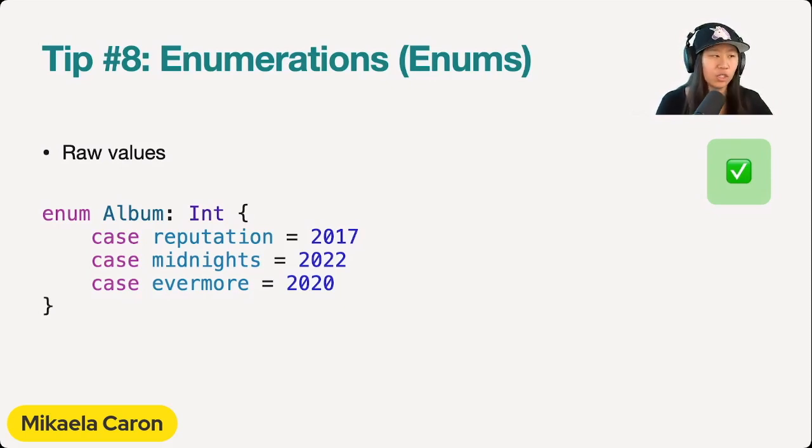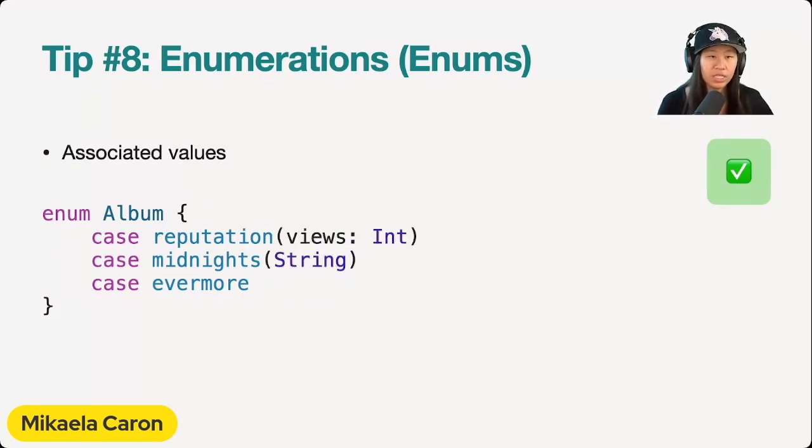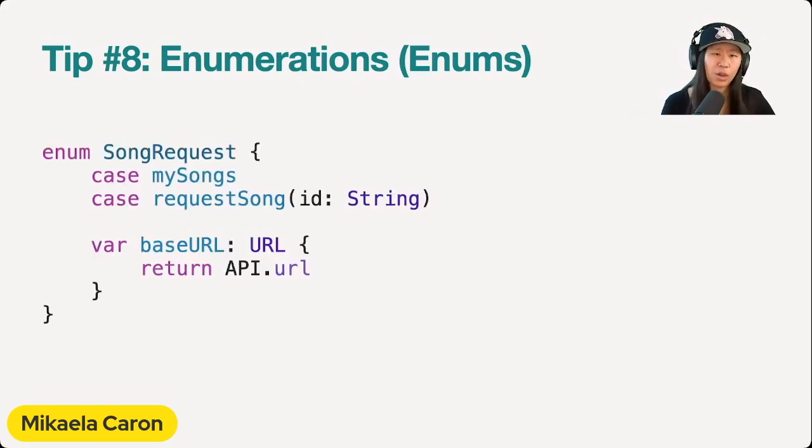So all of these are integers, as opposed to the other way of using enums, which is using an associated value. Here you can see reputation has an associated value that's an integer, and midnights has an associated value of a string. We can tack on associated values of two different types rather than always having to use the same type. When you use this enum, every time you use it, you can pass a different value to that specific case. So this becomes really powerful with enums.